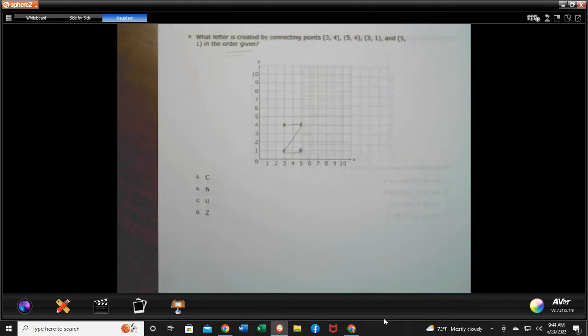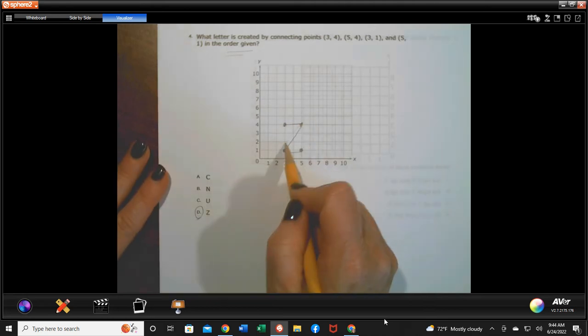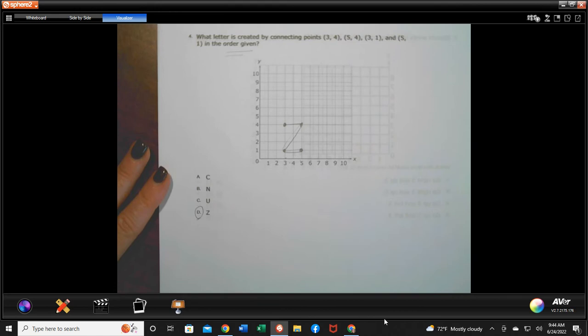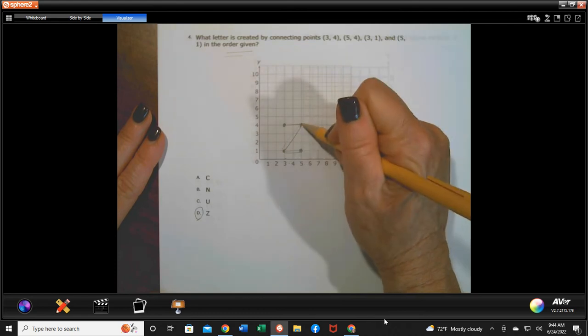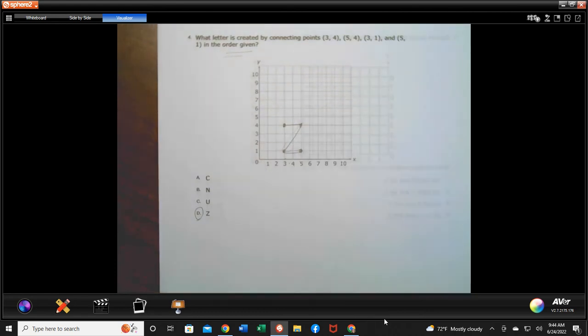So the correct answer is Z. D is the answer choice. And the reason that one is correct is because we had to connect the points in the order given. So once we plotted the points, then we went back and connected them in the order given. If not, we could have had an N, we could have had a U, and we could have had a C. So we have to be very careful that we follow those directions.